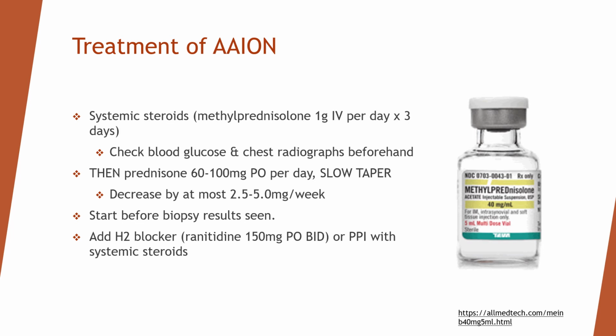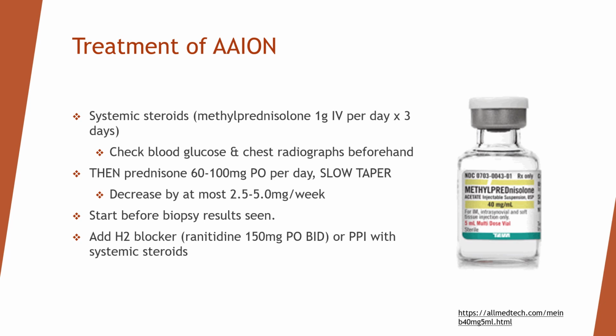So, knowing that the patient has pneumonia or lung cancer would prompt us to adjust the treatment course or administer additional treatments to address those problems. Once the systemic steroids are cleared for administration, after the methylprednisolone for 3 days, you can give prednisone 60 to 100 milligrams per oral per day with a slow taper.